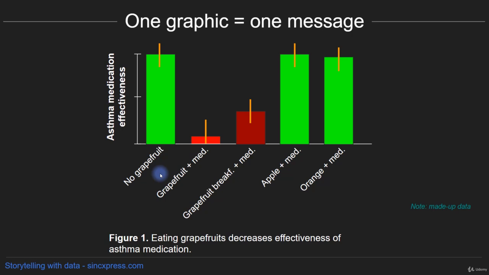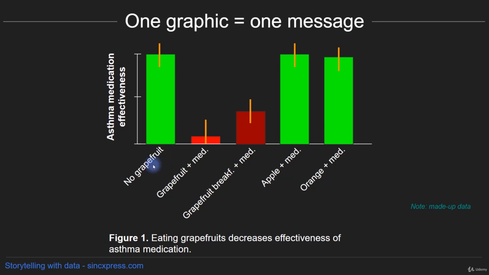Imagine you are showing data about a study on the relationship between eating grapefruits and asthma medication. The main conclusion of the study was that eating grapefruits prevents asthma medication from having its full effect. So this is one key message. But there are several important pieces of data that are relevant for the same message, and here I'm illustrating all of those data points on this one graph.